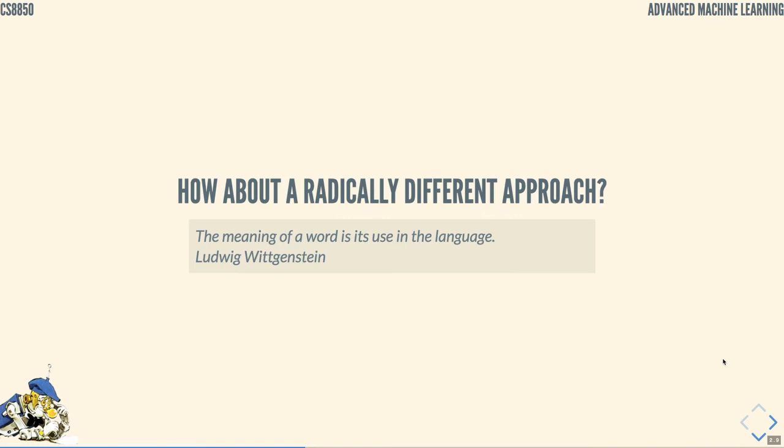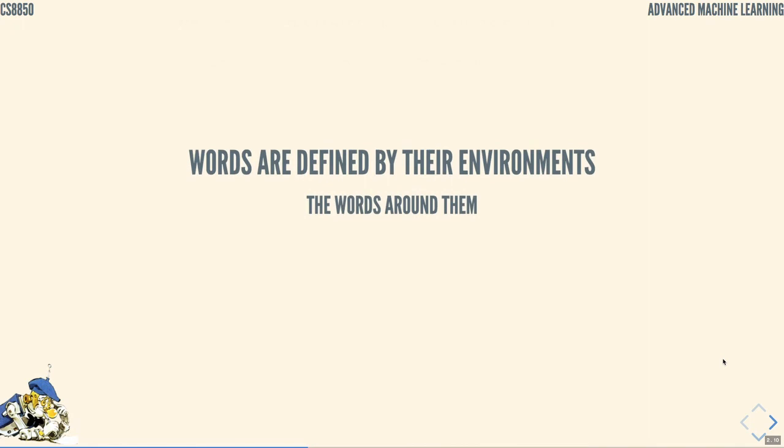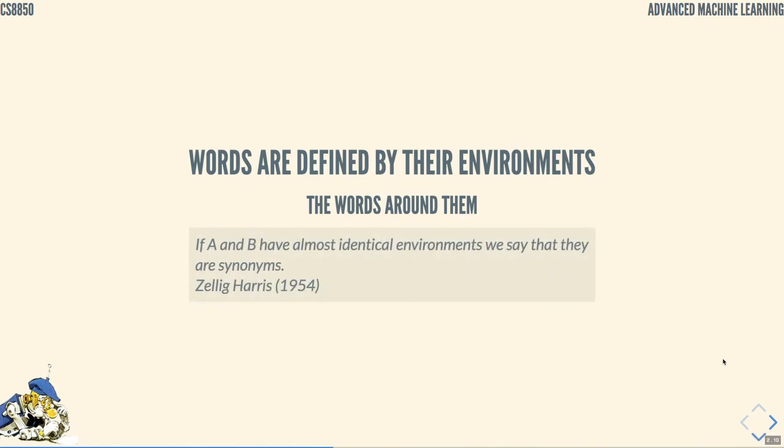Observe an interesting phenomenon in linguistics. Most of the dictionaries are normative, like they prescribe the use of the language, but there are dictionaries that are more empirical, observational. They don't prescribe how the words should be used, they just observe how the words are used and report them. So words, according to this approach, are defined by their environments, by the words around them. Zellig Harris in 1954 said, if A and B have almost identical environments, we say that they are synonyms.